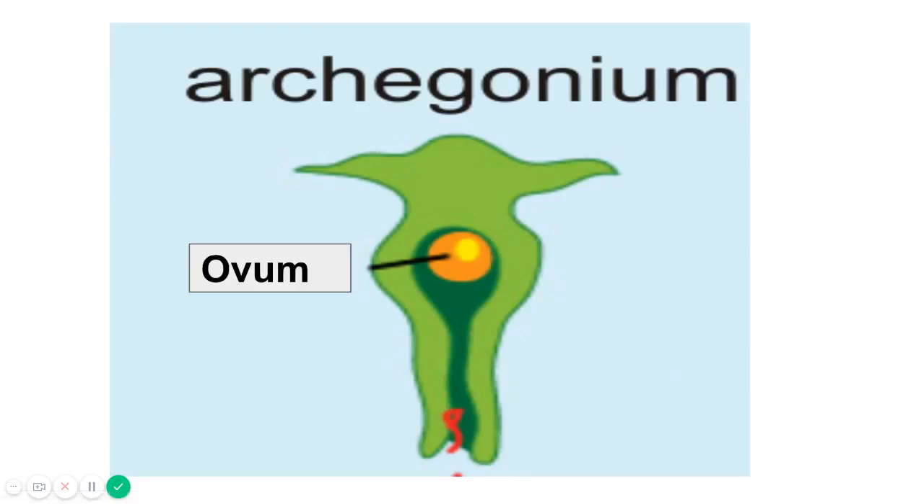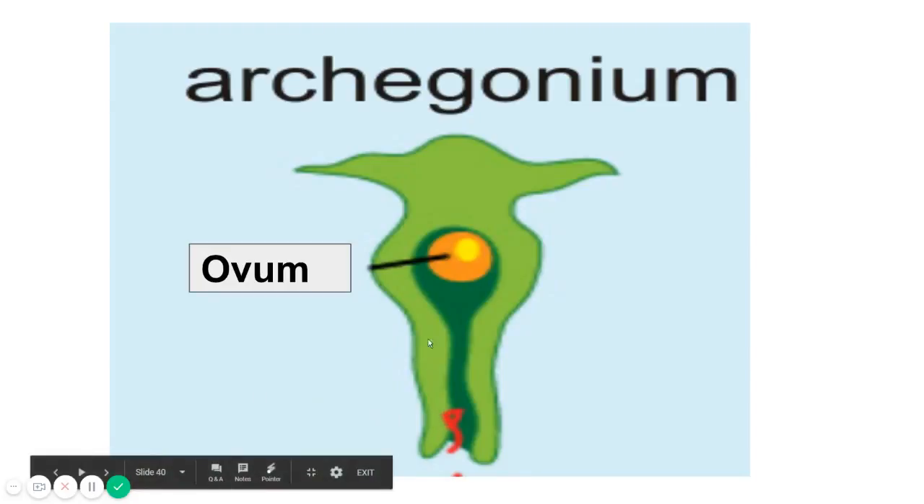Before discussing the answer, you must know what an archegonium is. It's the female sex organ of the plant, and you can see the ovum inside it. The sperms are floating towards the ovum.